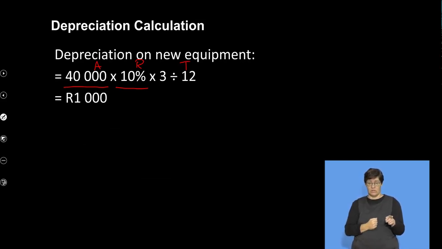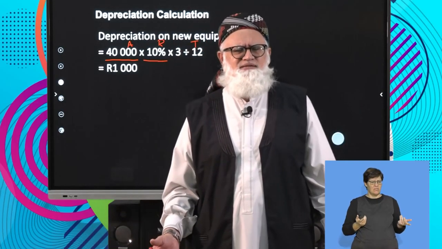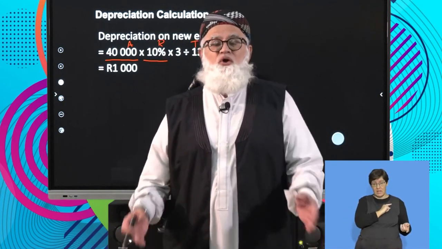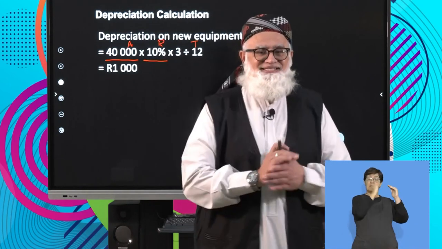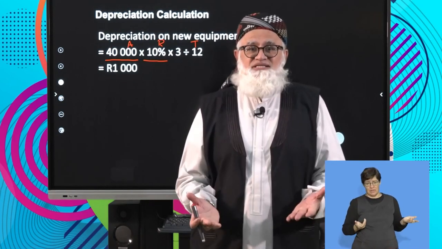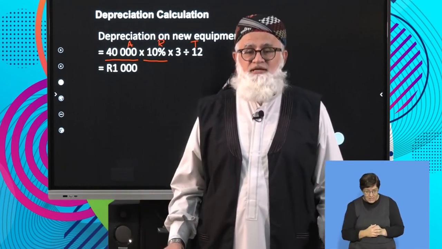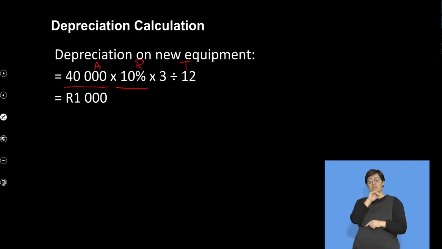Now, a question just arises here. Why am I not subtracting its accumulated? Because it's a diminishing balance method. Very simple. Because it's new, it does not have any accumulated depreciation. So obviously, it's the 40,000 minus 0. Got that? So 40,000 times your 10% times 3 divided by 12.